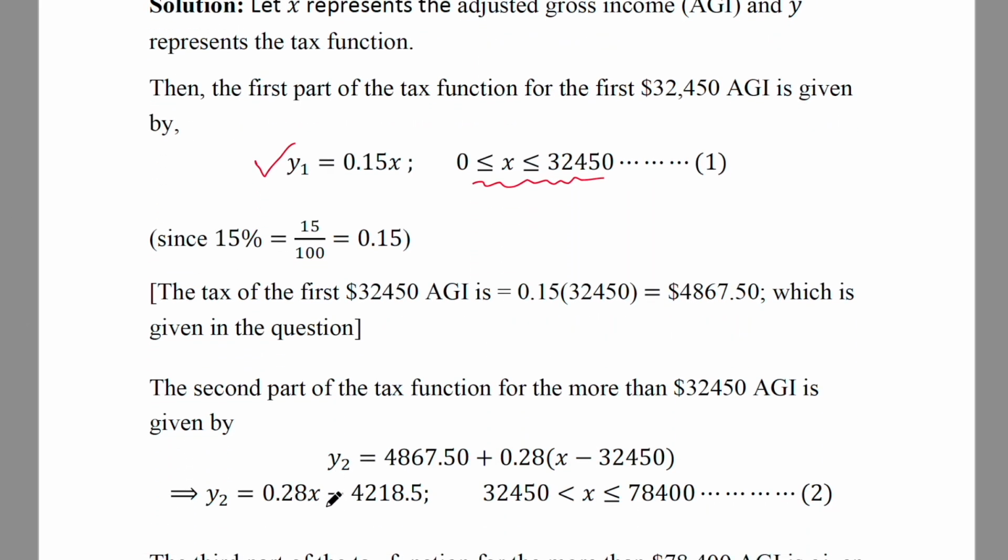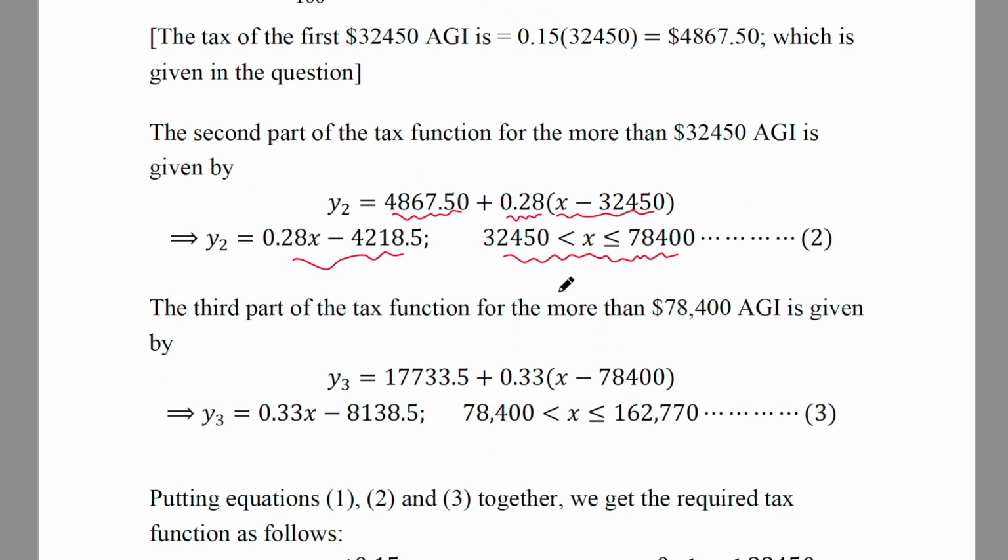And when a married couple's income is bigger than this amount, then for the remaining part the tax is 28%. But for the first 32,450, this amount is the tax. So y2 will be this amount plus 28% of the remaining part. And if you simplify this equation, you will get this result. This result is for the income within this range.